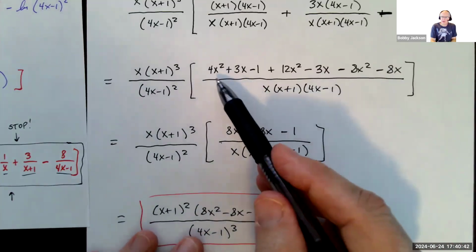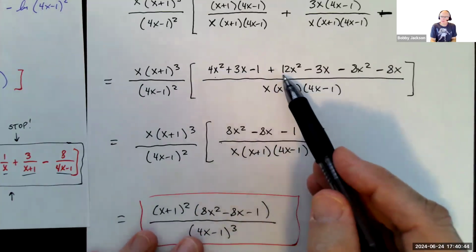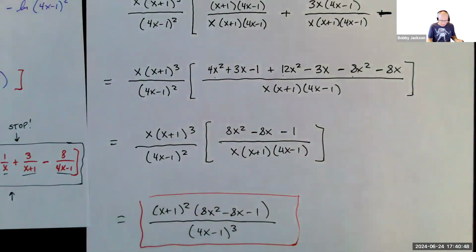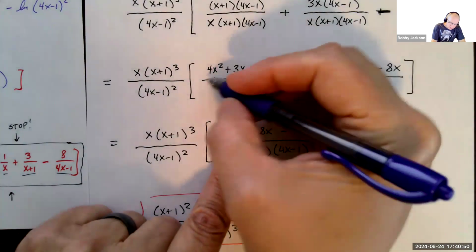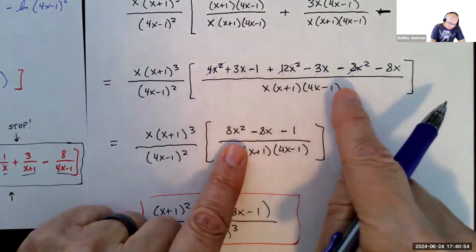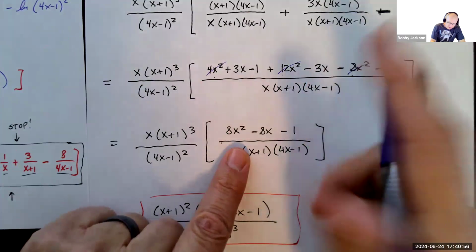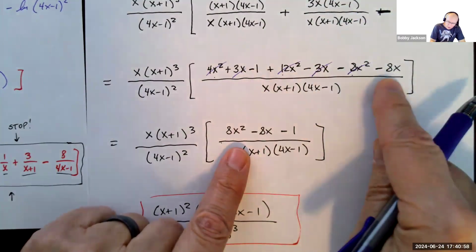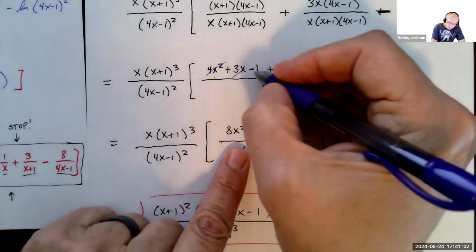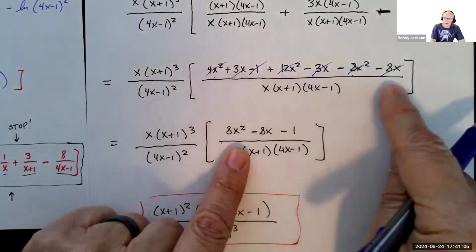Now we just combine like terms up top. 4x squared plus 12x squared is 16x squared, minus 8x squared. That gives me 8x squared. So I've combined all my x squared terms. My x terms, 3x minus 3x, that's 0x. Minus 8x is minus 8x. And then I just have a negative 1. So I simplify by combining like terms.